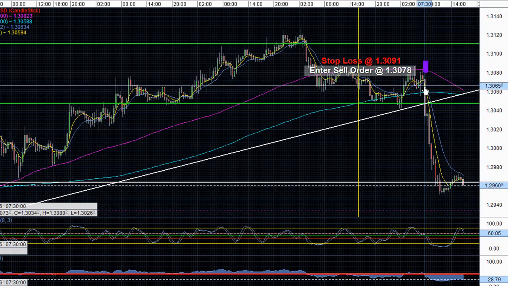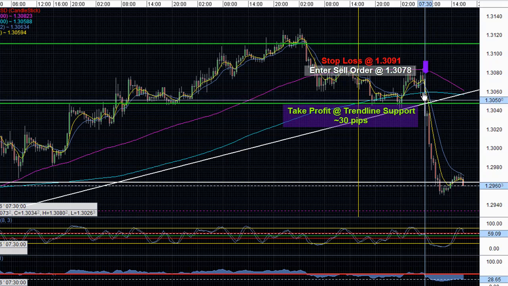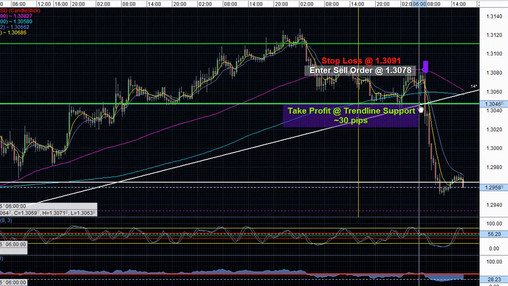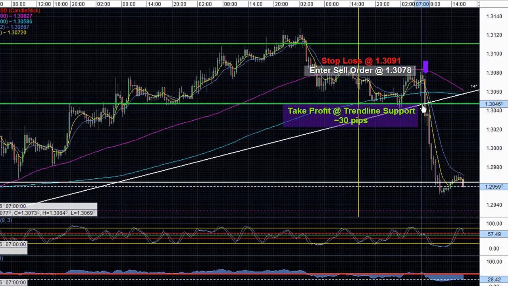and I would have held onto this trade and taken my profit when price had reached this ascending trend line support again, right here, for about 30 pips. I think it was, this ascending trend line support was at 30.48. So now I would have closed out there for about 30 pips. And this is also where our weekly R1 level was positioned for our weekly pivot point calculation.